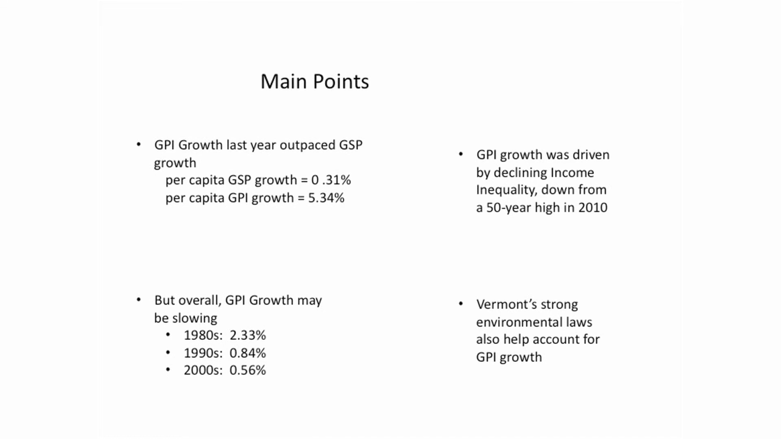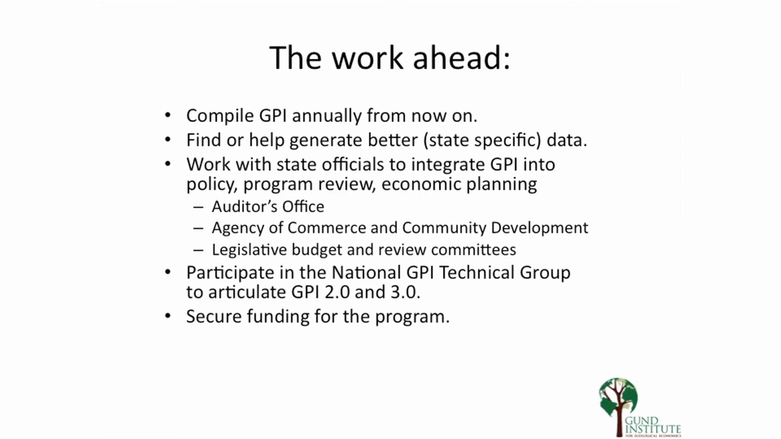So some of the main conclusions in the executive summary were that GPI growth last year outpaced GSP growth pretty significantly, except it was 1 year. If you look at the decades, GPI growth may be slowing. It's actually tapering off a bit. It seems that most of the GPI growth last year was driven by a decline in income inequality. The country as a whole had an historic high income inequality last year. Vermont's income inequality wasn't as high as the rest of the country's, and in part that's Vermont. There's a suggestion within the data that takes more work to tease out that Vermont's environmental laws have done much to protect our GPI.